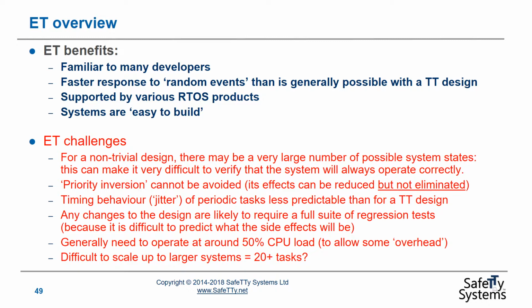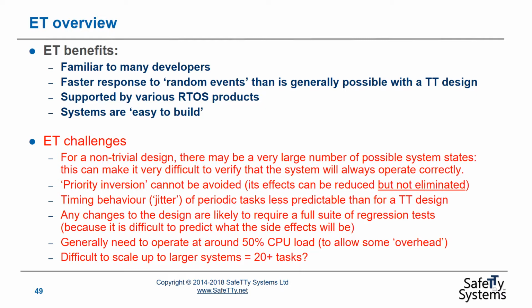Priority inversion cannot be avoided in event-triggered designs. We can reduce the effects of priority inversion, but we cannot eliminate it. I'll say a few more words about that in a few minutes. We have to consider timing behavior, the jitter of periodic tasks, because this will be less predictable than it is in a TT design. We also have to consider the fact that any changes to the design are likely to require a full suite of regression tests, because it is difficult to predict what the side effects of any changes will be.